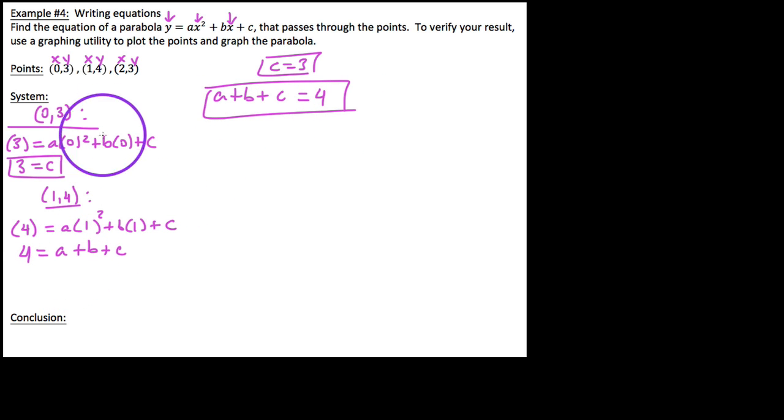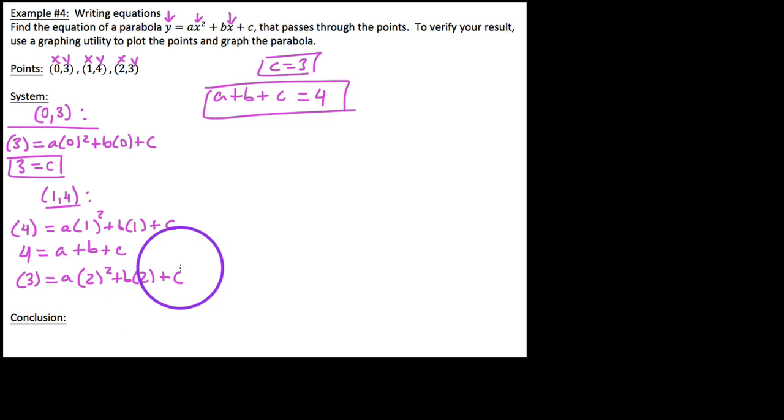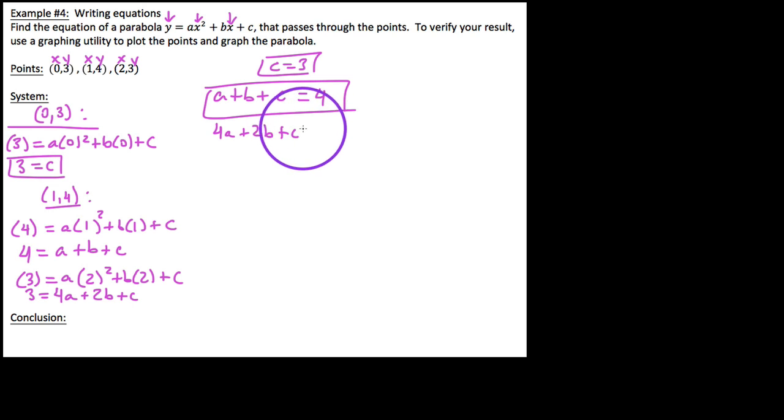To get the third equation, we'll plug in the values for our third point. I know my y value is 3 when my x value is 2. So I have a times 2 squared plus b times 2 plus c, and we get 3 equals, well, 2 squared is 4, so 4a plus 2b plus c. This is the third equation in our system: 4a plus 2b plus c equals 3.